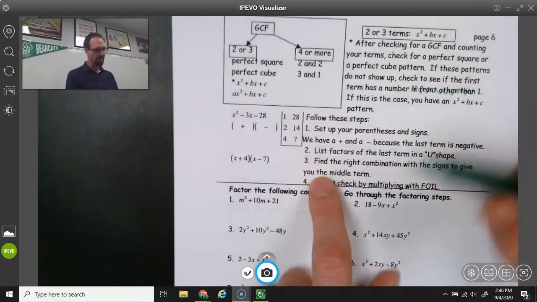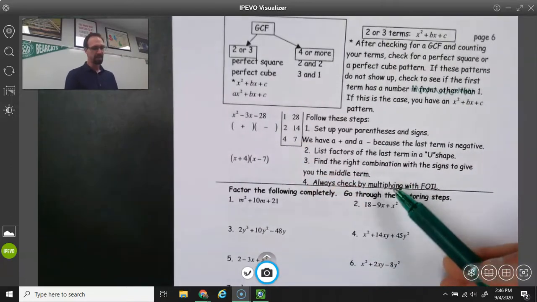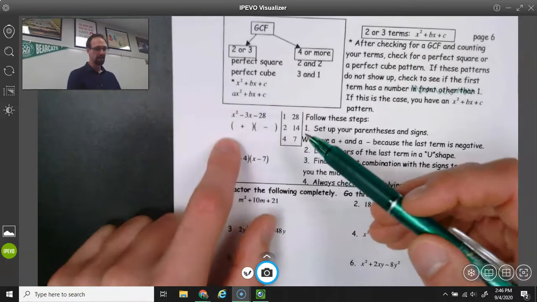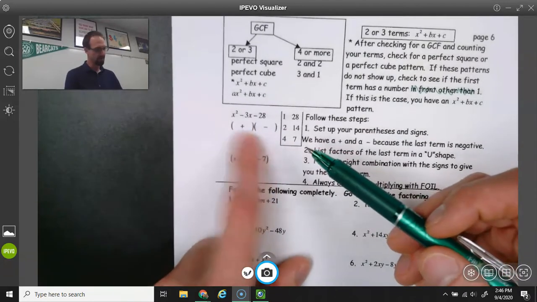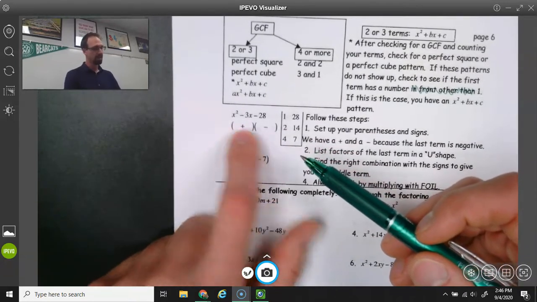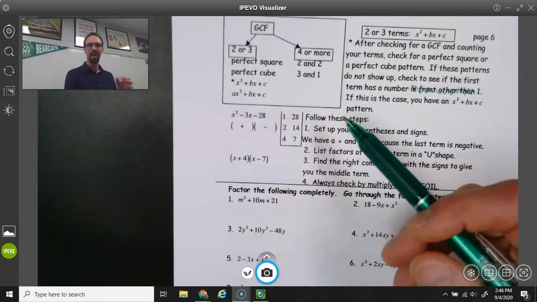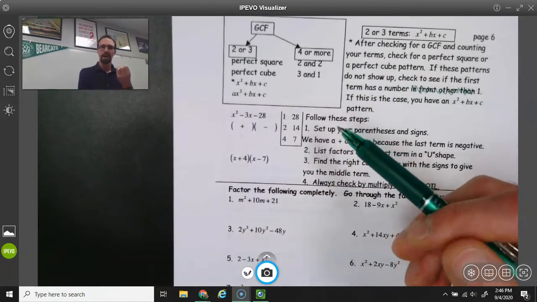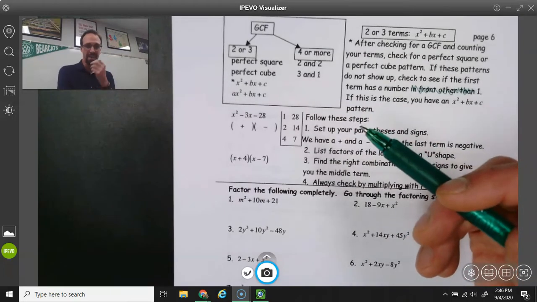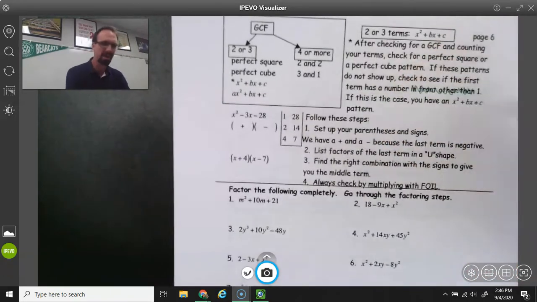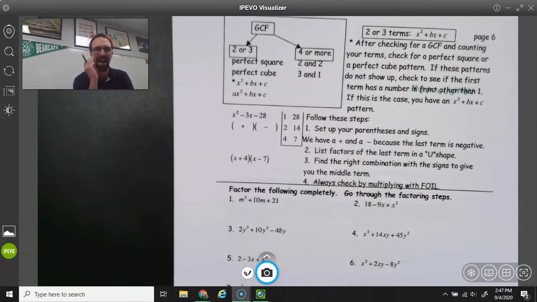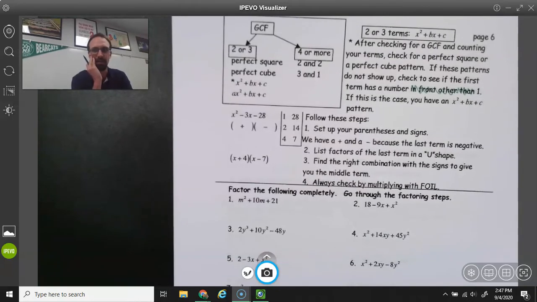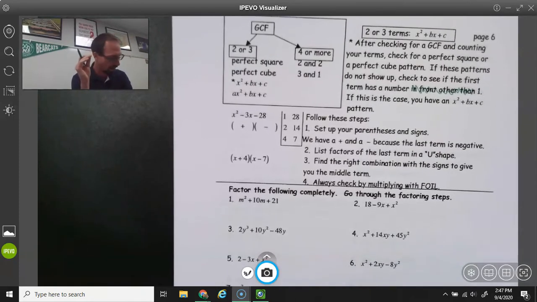And then after I check that, I'm looking for the combination of the signs to give me the middle term. My first terms are going to be x and x, because x times x gives me an x squared. So it's really the last parts. What factors can I use to get a 3x? Looking at 1 and 28, I can't manipulate them to give me a 3x. 2 and 14, I can't add or subtract those to get a 3x. 4 and 7, oh, I can. If I take 7 minus 4, that's going to get me a 3x.